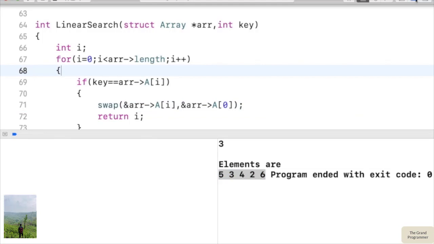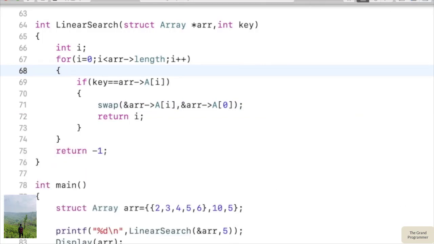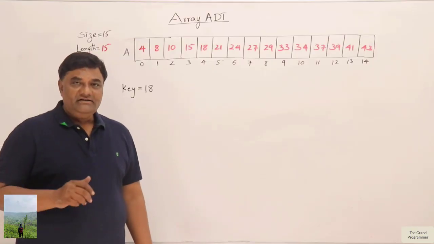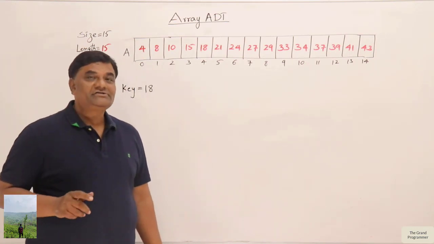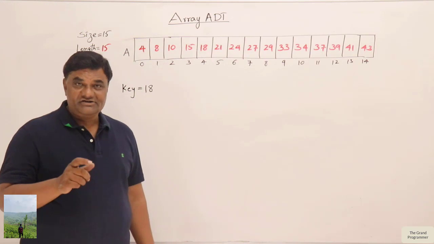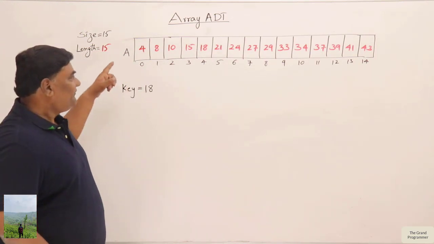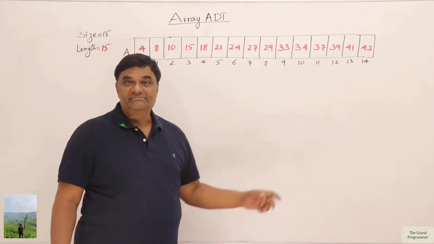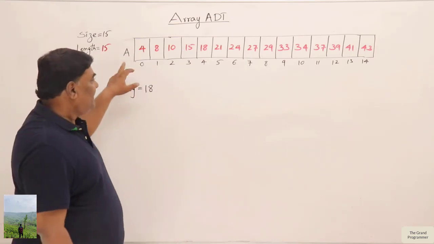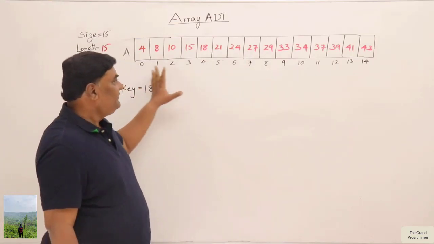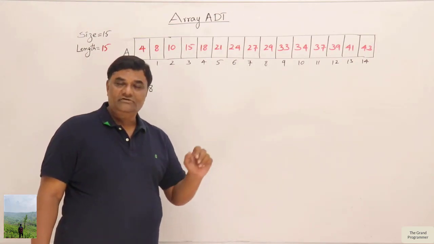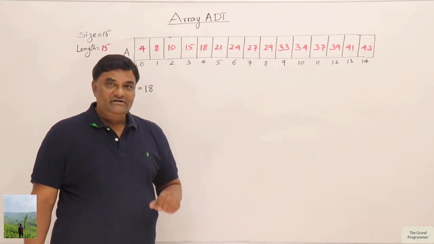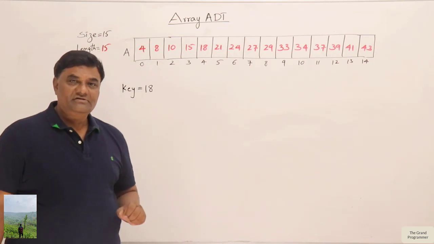So that's all about linear search. Now let us look at binary search. For performing binary search, the prerequisite or the condition is that the list of keys or the elements must be sorted. So I have taken a sorted list of elements, total 15 elements. Array size is also 15 and the number of elements are also 15 and they are sorted. So this is the first and foremost condition.